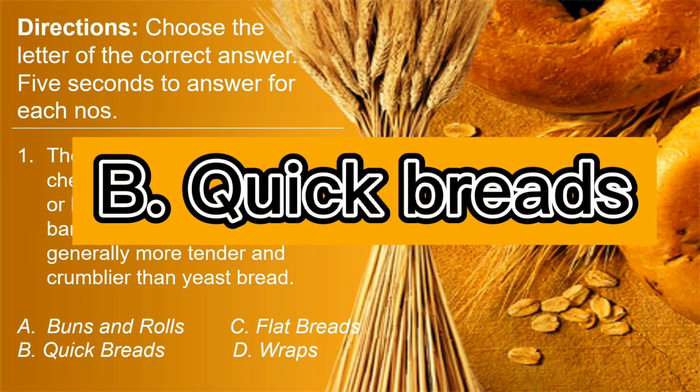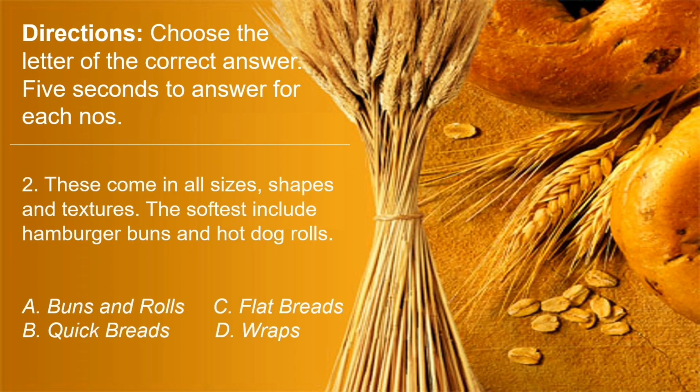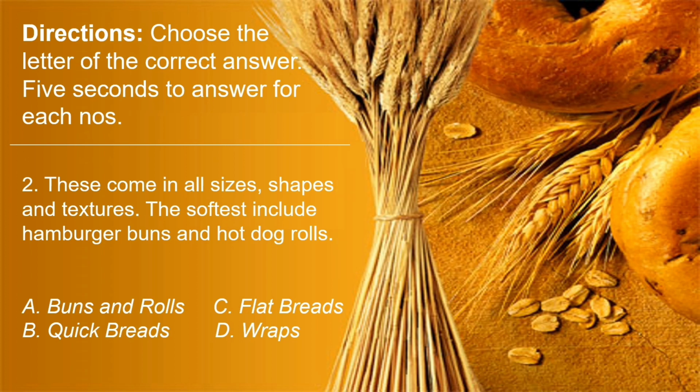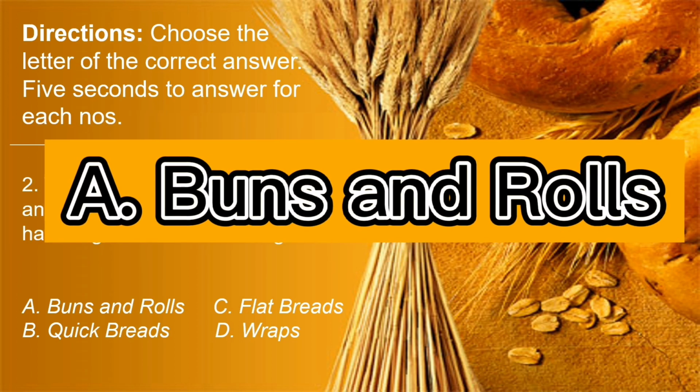Quick breads. Number 2. These come in all sizes, shapes, and textures. The softest include hamburger buns and hot dog rolls. A. Buns and rolls. B. Quick breads. C. Flat breads. D. Wraps. Timer starts now. Yes, the correct answer is A. Buns and rolls.